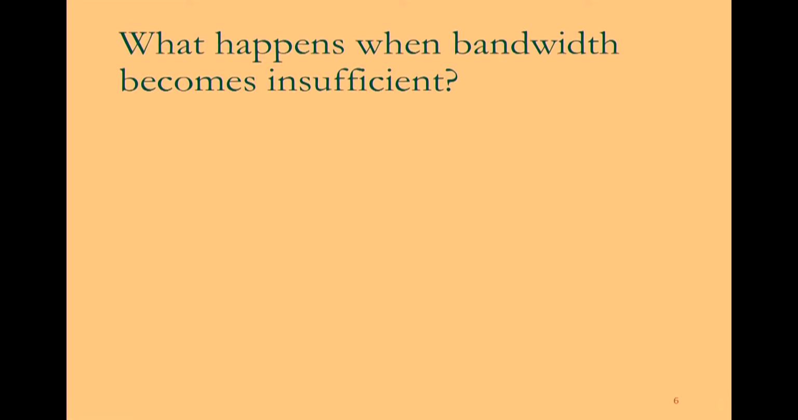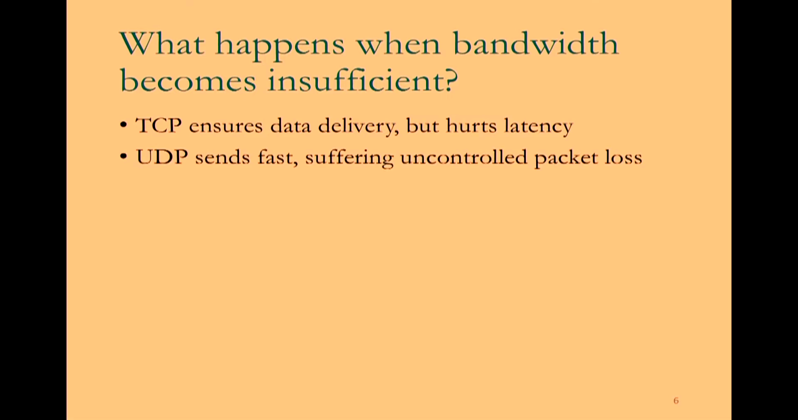Now, what happens to the applications when the bandwidth becomes insufficient? Applications that are built on TCP are ensured complete data delivery. They don't see the packet drops, but the backlog data hurts latency. UDP, on the other hand, can send data as quickly as possible, but since the application can perceive those packet drops, it hurts the accuracy or the fidelity of the application.